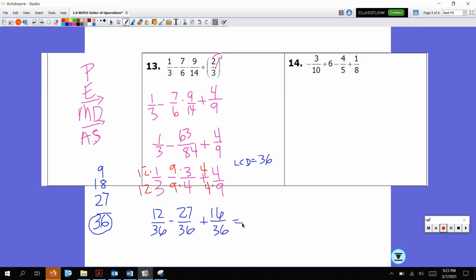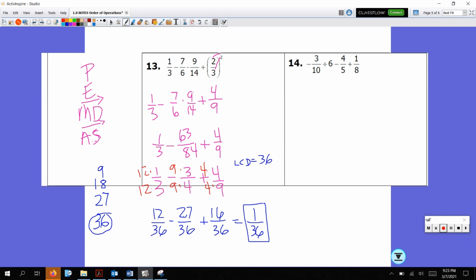Now when I add and subtract, keep the denominator, just go straight across. 12 minus 27 is negative 15 plus 16 gives us positive 1. 1 over 36. Ooh, that was rough, but we survived. Don't worry. All right, let's look at another set of fractions, and I promise this is the last one.